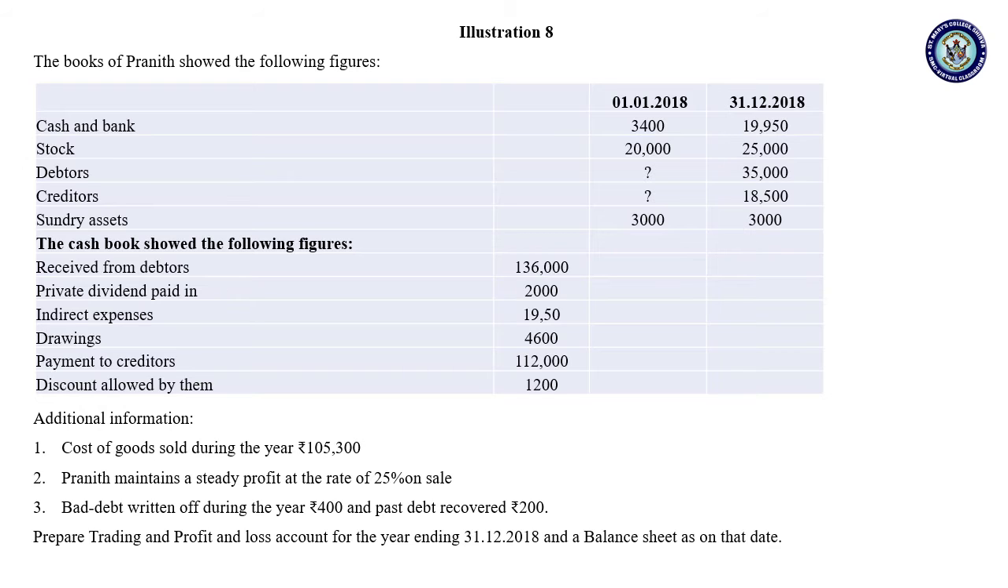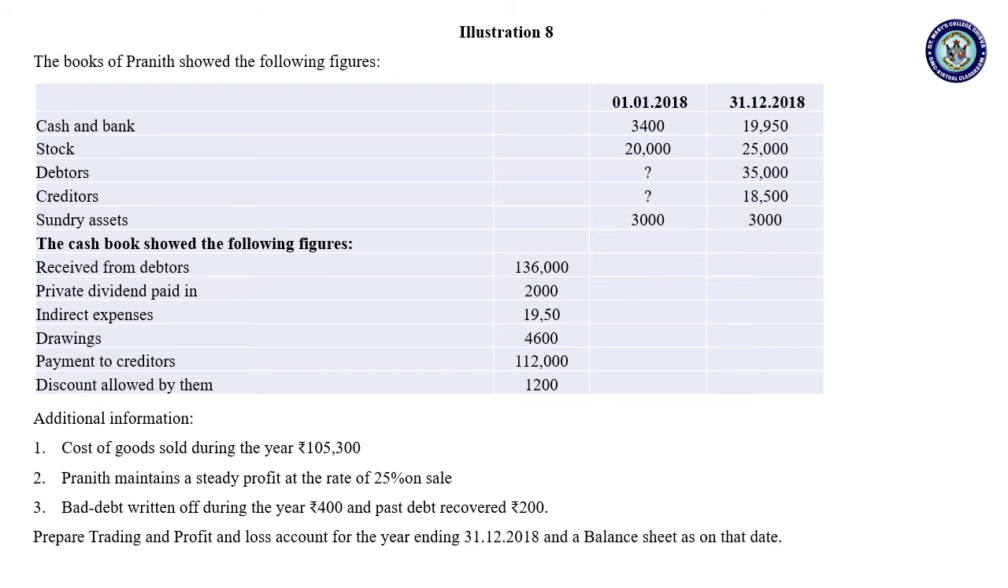Drawings, again cash goes out, so drawings account debit to cash. Drawings should be deducted from capital. Payment to creditors, again this is a repetition, creditors account debit to cash. Now, this is something new. Discount allowed by them.